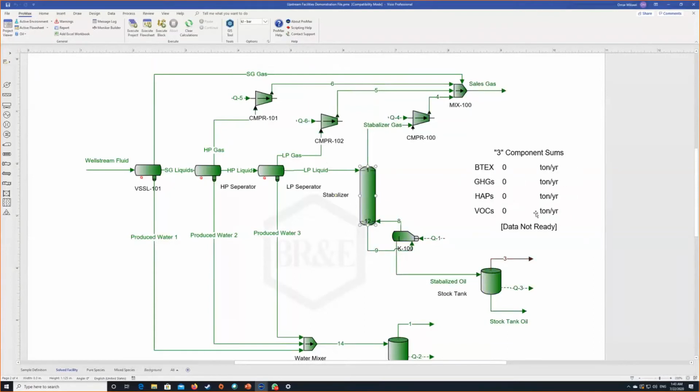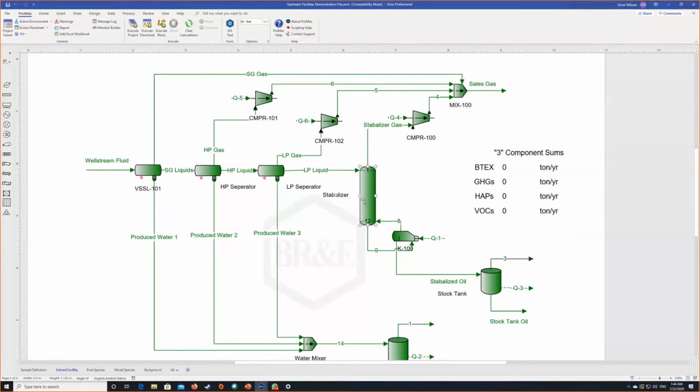As you can see, all my breathing emissions, again, this does not account for filling or working emissions, go to 0 because my stock tank is at atmospheric conditions. So an RVP of 12 will have 0 breathing losses at atmospheric conditions. And I can operate the tower in such a way.